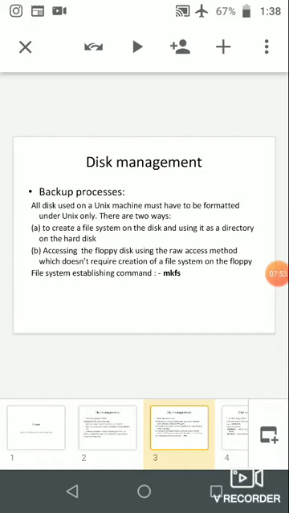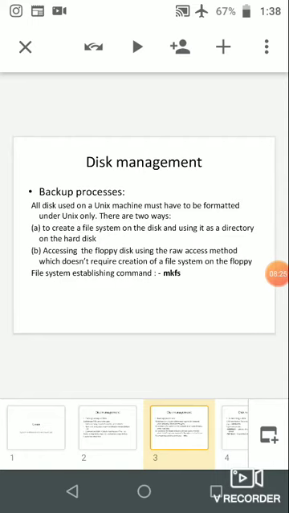One is we can create a file system on the floppy disk, and we can use that file system as a hard disk. In the hard disk, we can use that file system as a directory. So you can create a file system, and you can use that file system as a directory on your hard disk. This is one process.